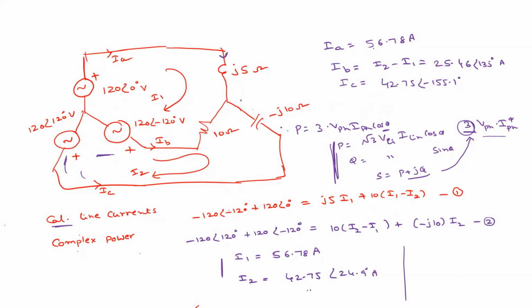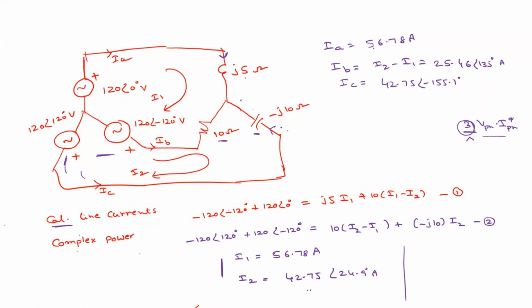What is the current flowing here? This 56.78 is flowing here, whereas here the current is IC, right? So 42.75 in this and 25.46 in this. So eventually the powers will differ. So now we have to calculate the A phase, B phase, C phase powers. If you know the current here, this current is 56.78 in magnitude. So what is the power in this circuit?